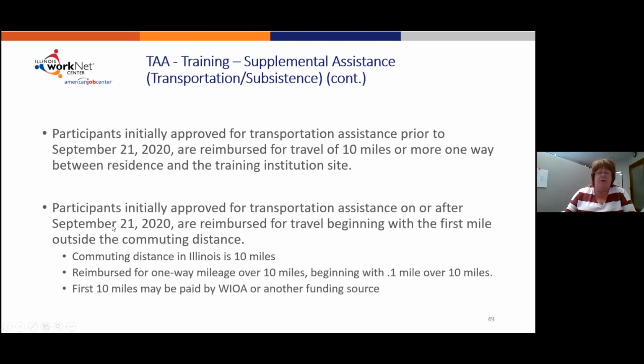If they were approved for transportation on or after September 21st, 2020, to put it in a nutshell, you have to reduce their one-way mileage by 10 miles. So if they travel 10.1 miles to the training institution, trade can pay for the 0.1 miles each way. It pays anything over the 10 miles one way. So just keep that in mind. The forms for these particular items are very specific, and they do spell it out.